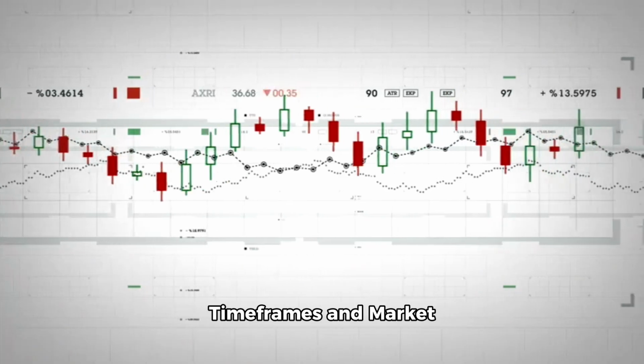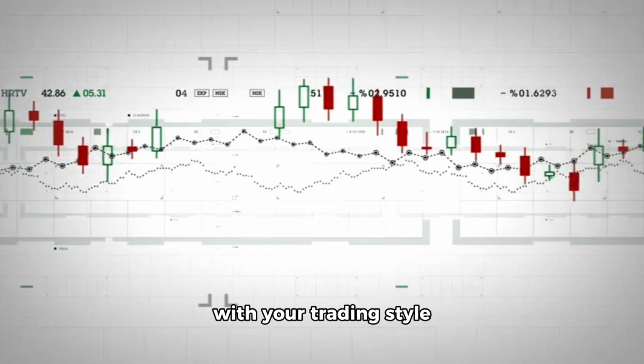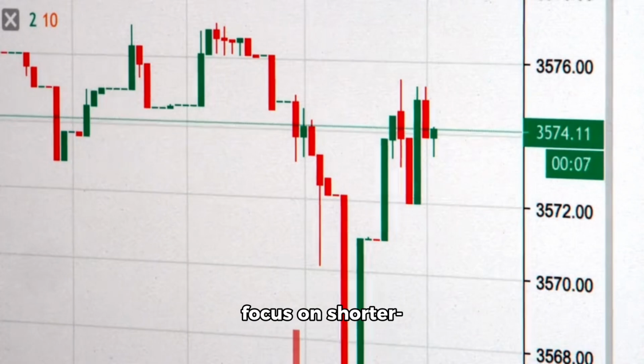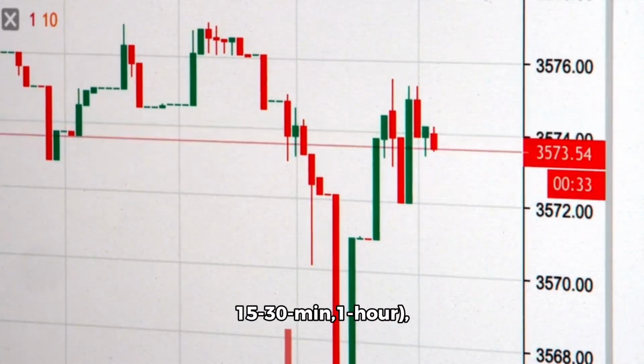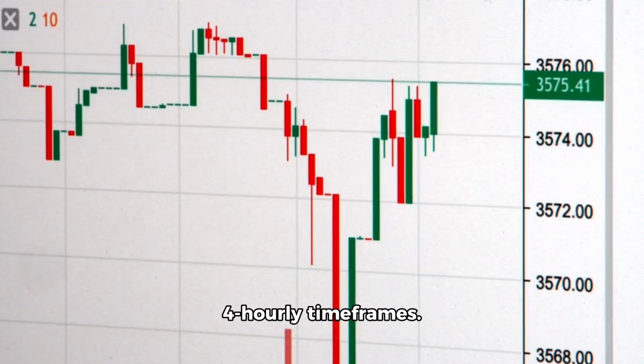5. Timeframes and market sessions. Choose the time frame that aligns with your trading style and overall trading goals. Day traders tend to focus on shorter time frame charts, for example, 15 to 30 min, 1 hour, while swing traders employ daily or 4-hourly time frames.